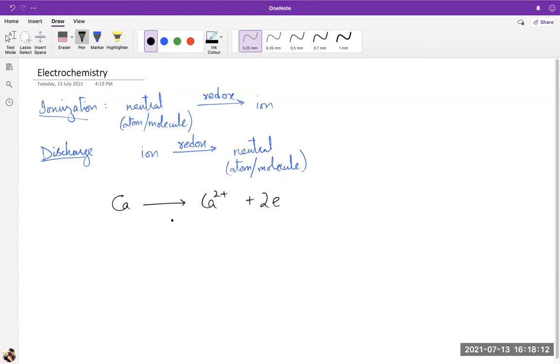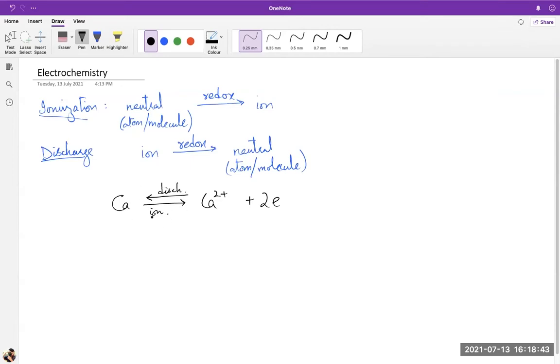Now this is a process in which we are getting an atom and it's becoming an ion. So this is ionization. Now the opposite of this, if I were to put an arrow in the opposite direction and I read from right to left, what will it mean? 2 electrons and calcium ion. So I have them separately. And means that they're separate from each other. Become, so this arrow means it becomes calcium atom. So this is discharge. So on the right side, you have ionization, and on the left side, you have discharge.